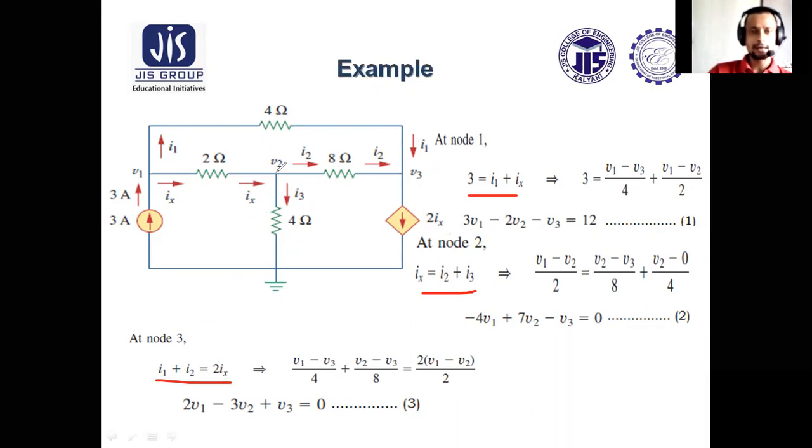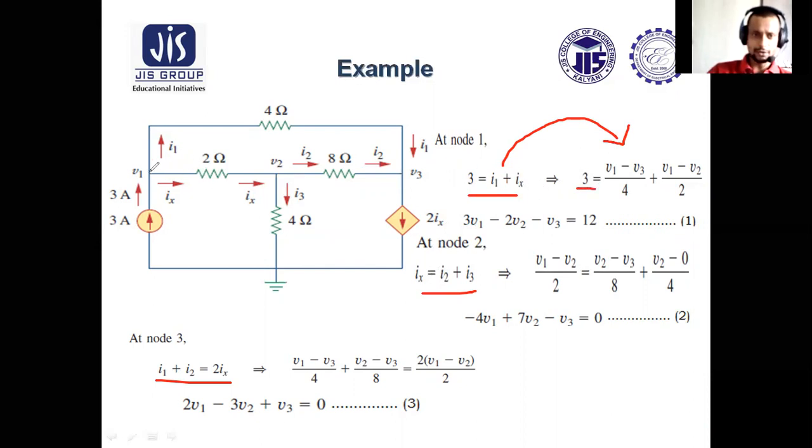Next step: we have three KCL equations, but how many unknowns? I1, IX, I2, I3, four unknowns, and three equations cannot be solved. So what will we do? We will convert all these currents I1, IX, I2, I3 in terms of node voltages V1, V2 and V3.